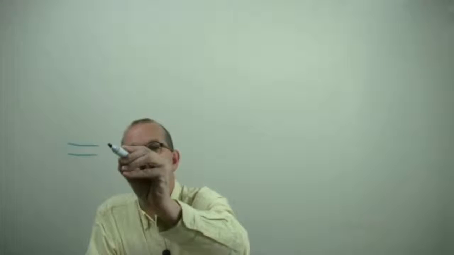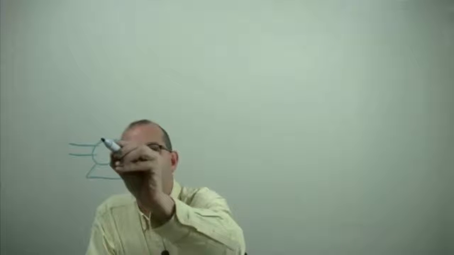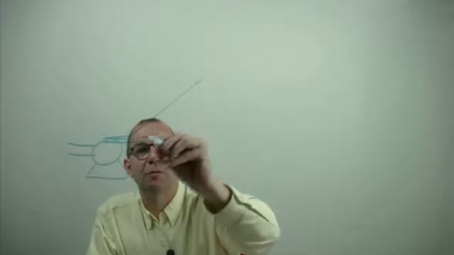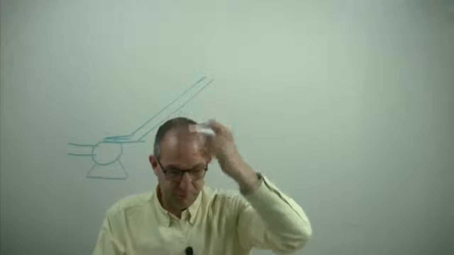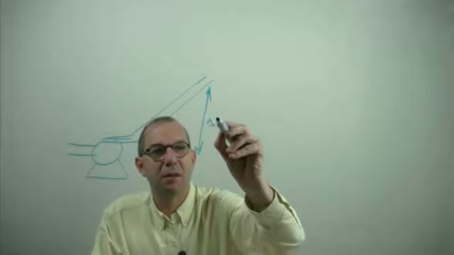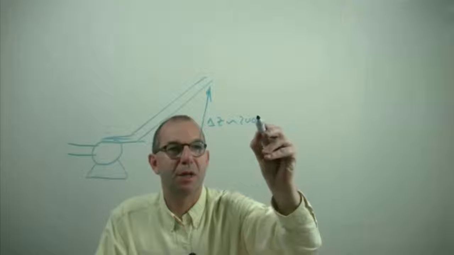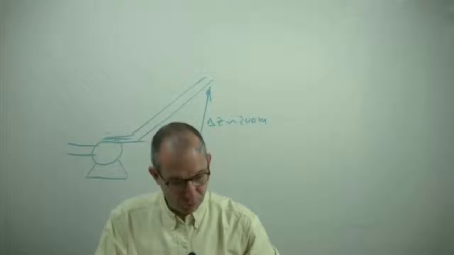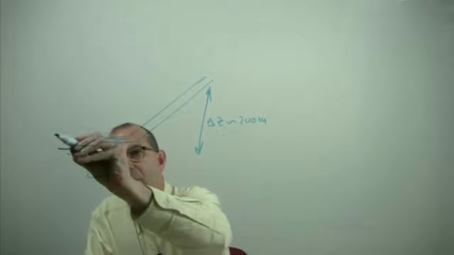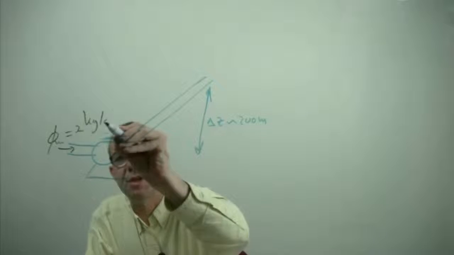We have water flowing into a tube, and in that tube a pump is bringing the water towards a higher level. And that increase is delta Z, which is about 200 meters up the hill. The water is flowing in at a flow rate of 2 kilograms per second.